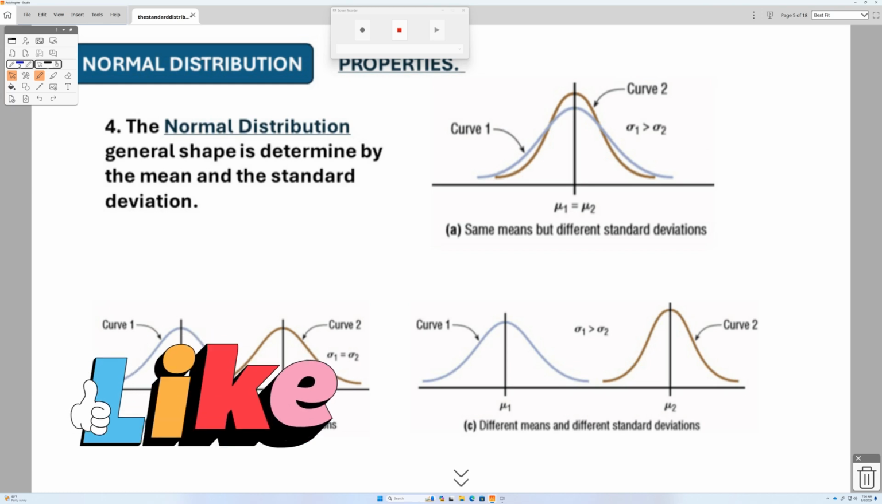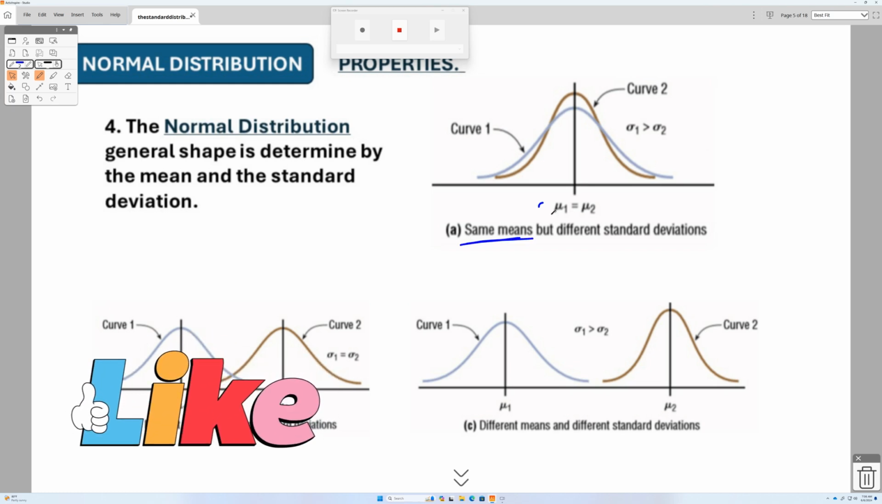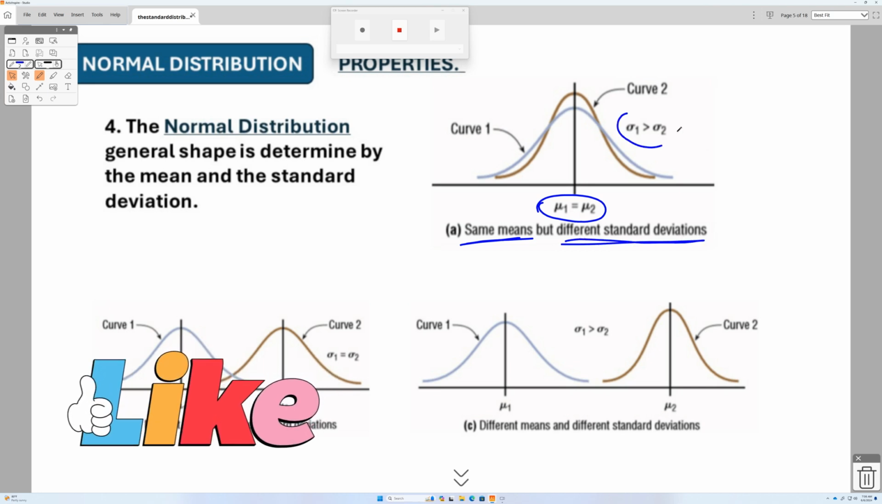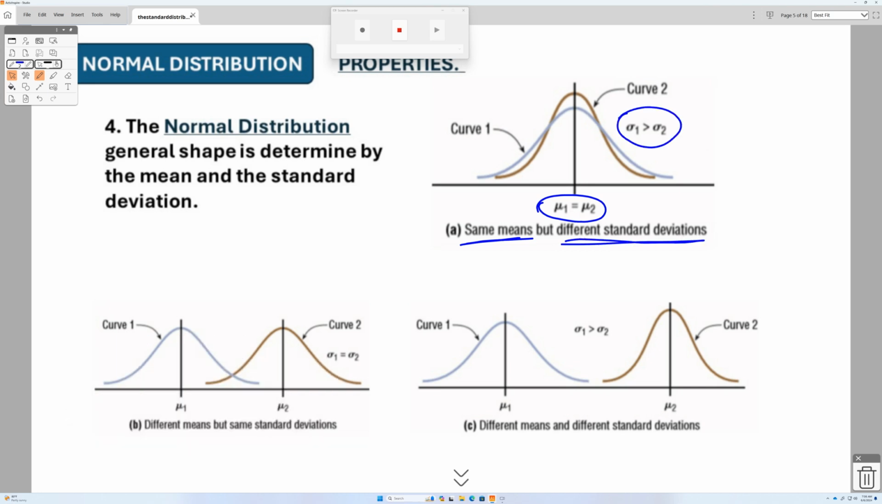Since the mean and the standard deviation determine the shape of the normal distribution, there are three possible scenarios. Distributions have the same mean but different standard deviations. One curve is more spread out while the other has values more clustered around the mean. The two distributions have the same standard deviation but different means. Or both the means and the standard deviations are different.